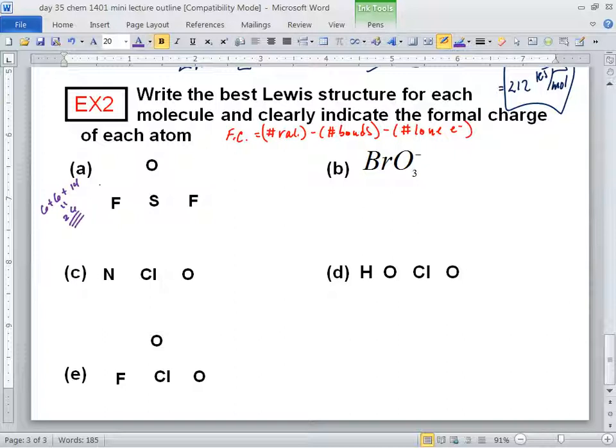So your final answer should have 26 valence electrons, right? And then calculate a formal charge for everything. Since this is a neutral compound, the best answer is going to have all zeros for everything. 2, 4, 6, 8, 10. Yeah, that's 26. And you got 0 for everything. That works. Good deal.